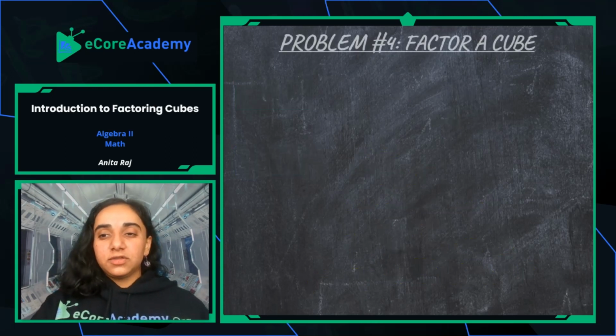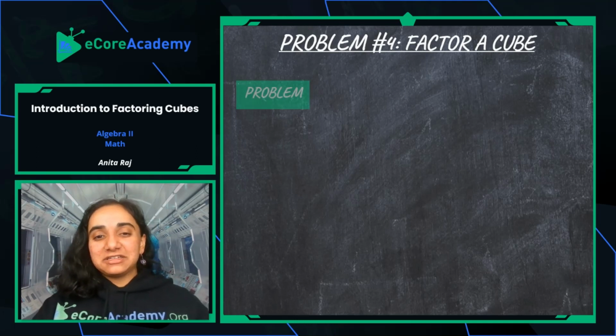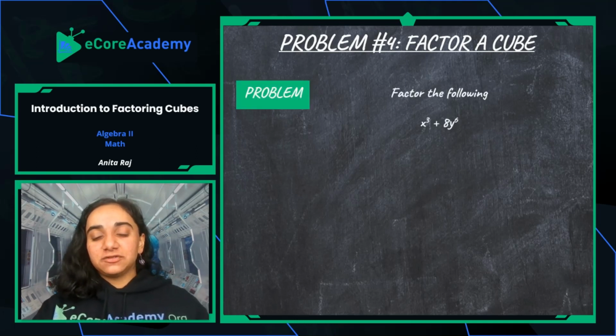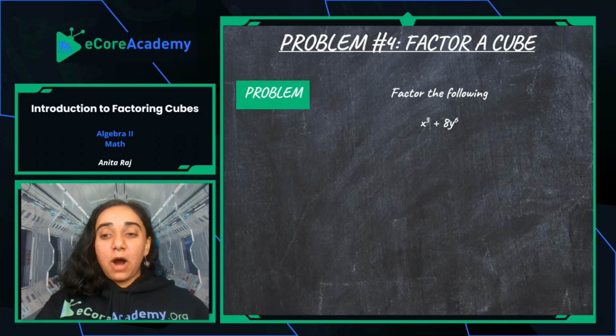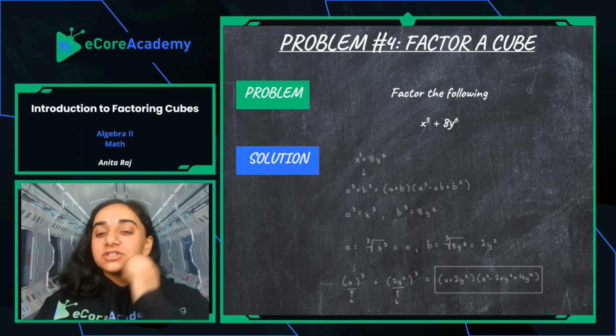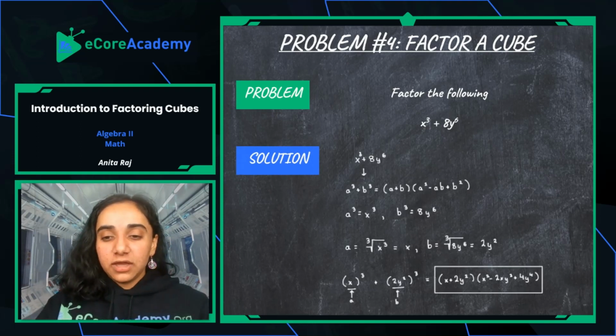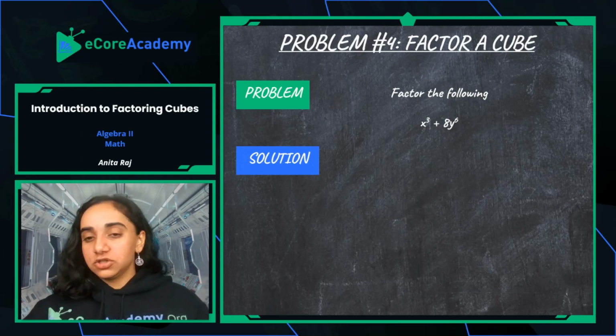Moving on. This is going to be our last factoring a cube problem. I know you're so relieved. Okay, so last problem. Factor the following: x cubed plus 8y to the 6th power, sorry. Okay, let's just show you the solution real fast. That's the solution for you. And then let's get into me doing the solution for you.